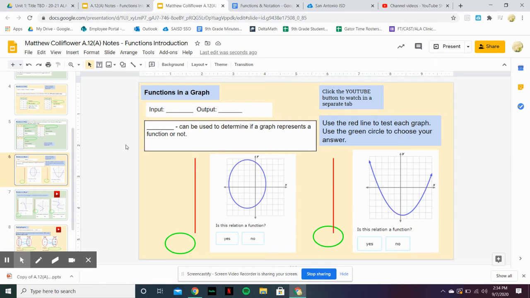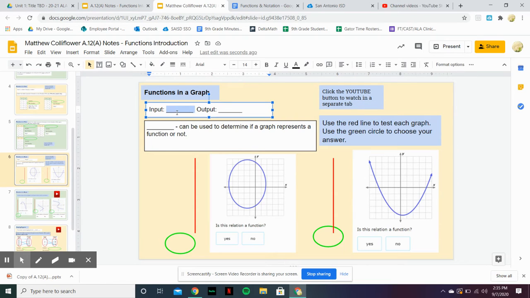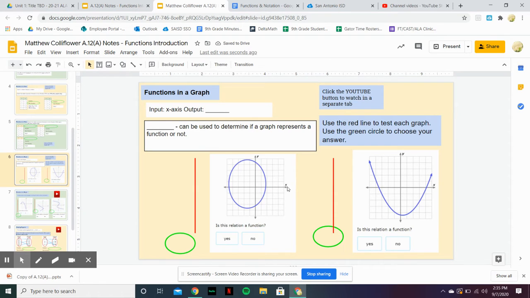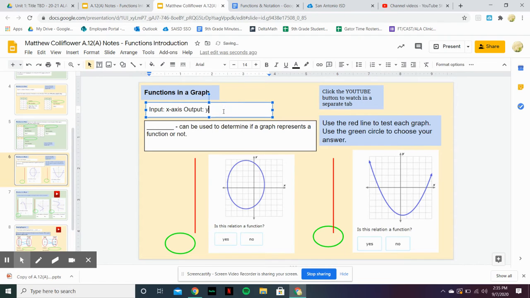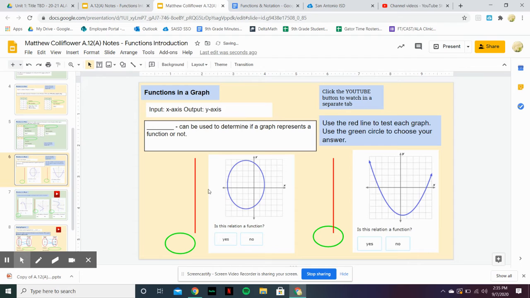Now, let's look at graphs to see if these are functions or not. In a graph, our input values are along the x-axis. X-axis are all of the numbers along this line. Our output values are everything on the y-axis. That is every number along this line.